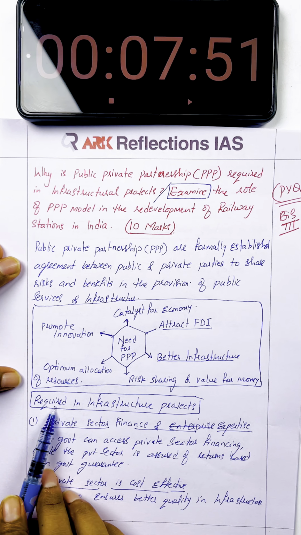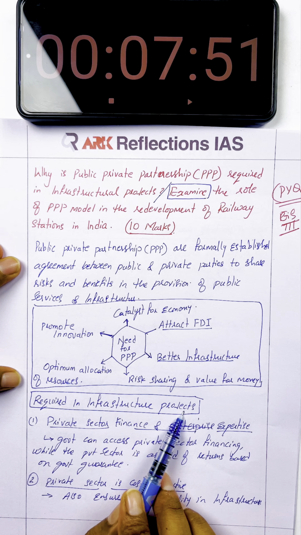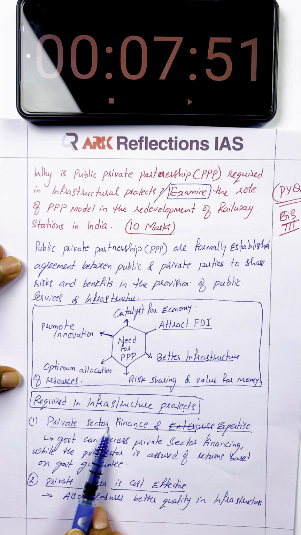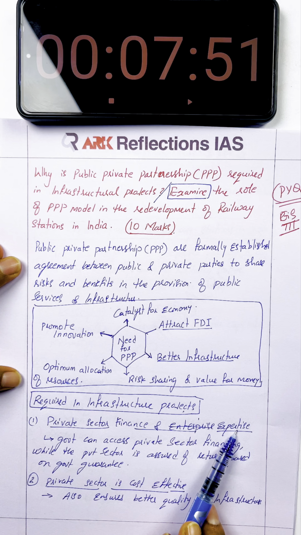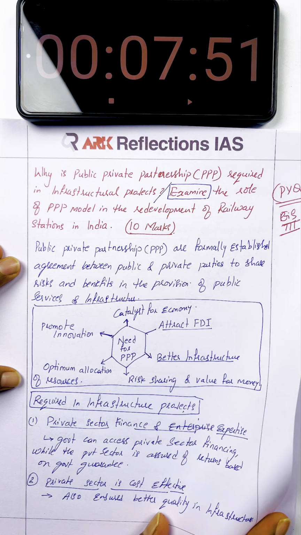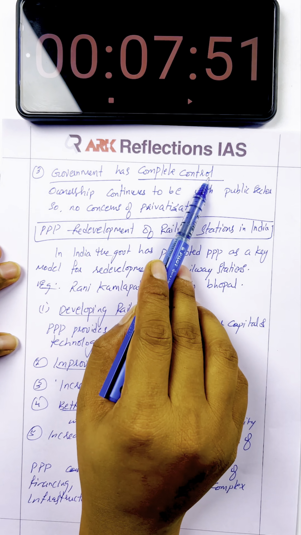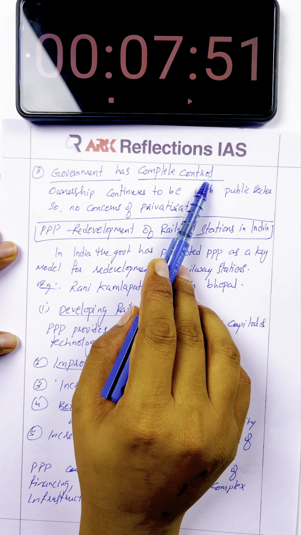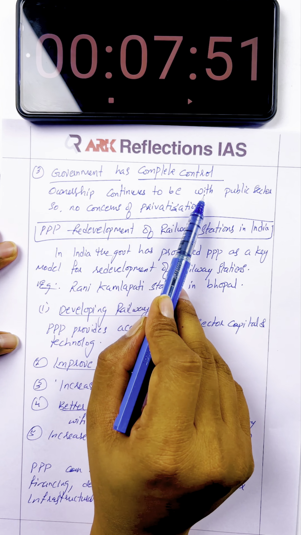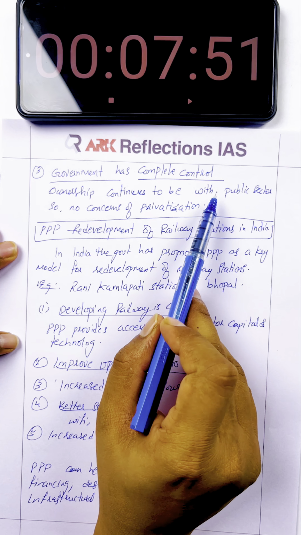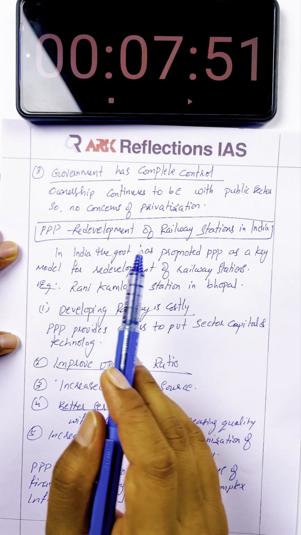The second part is, is PPP required in infrastructural projects? Yes. Private sector finance and expertise can be there. The private sector is cost effective because it works on profit. And the government has complete control along with the private sector. So ownership still continues to be with the private and public, where the public has the control.